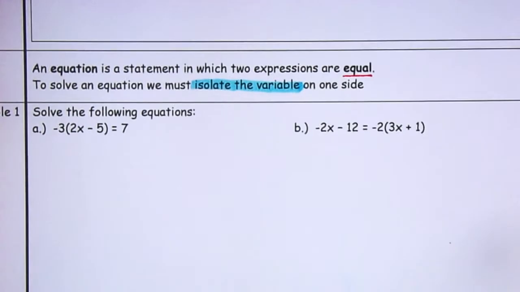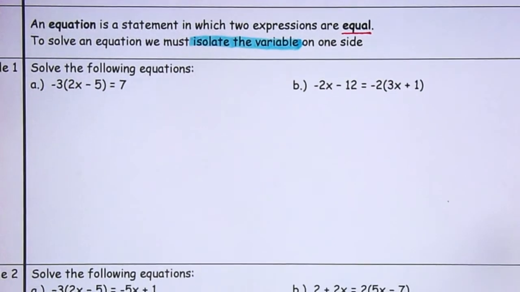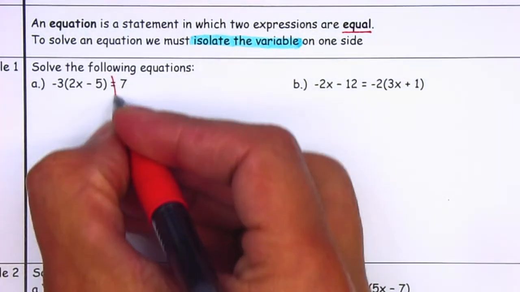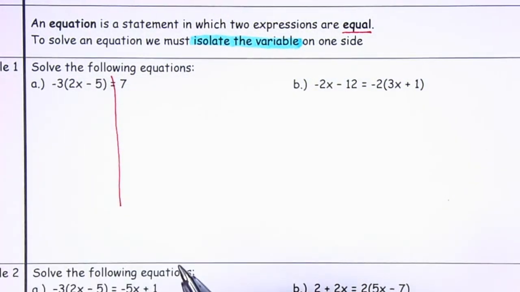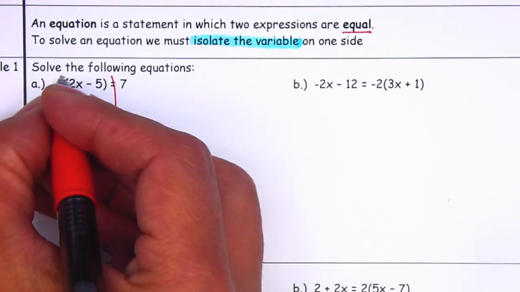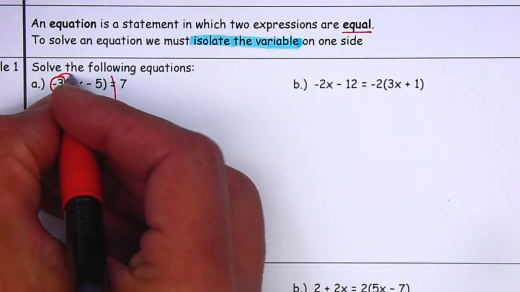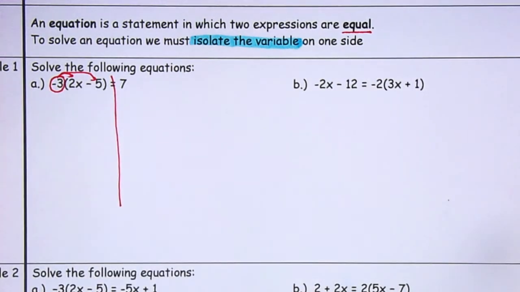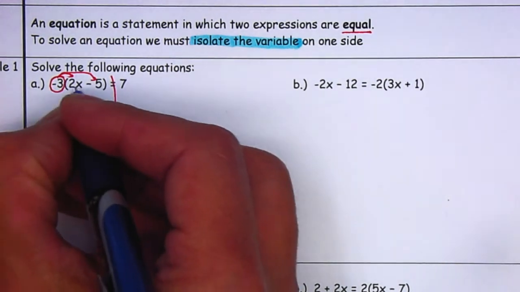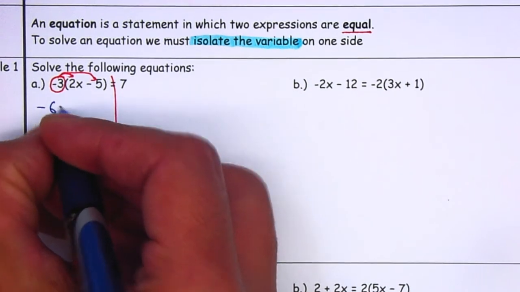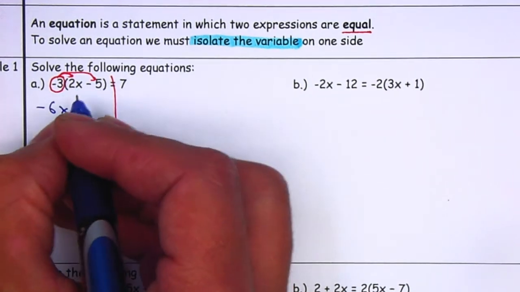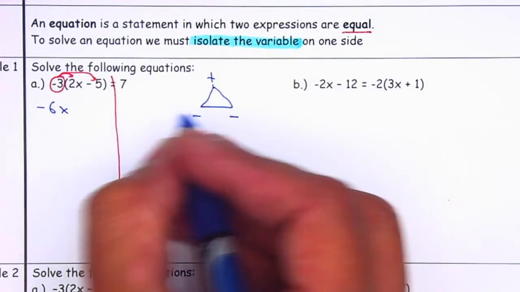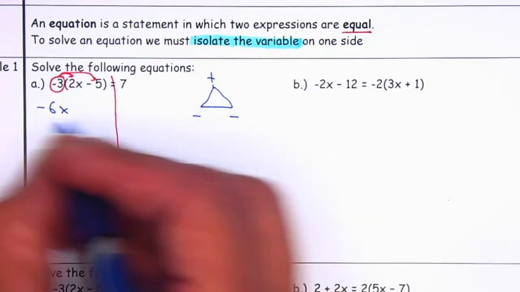On example number 1, we need to solve 4x. So I'm going to draw the line. I want to leave the x by itself. So I distribute the -3 to each one of them to simplify. So we're going to multiply first. -3 times 2x will give us -6x. Negative times negative, remember when we are multiplying, we are using our triangle. So negative times negative will be positive.